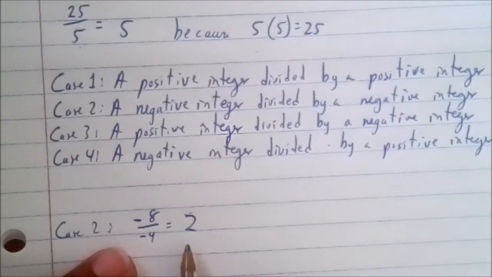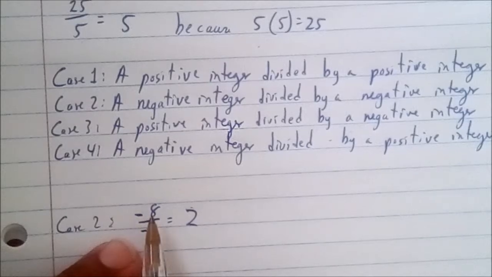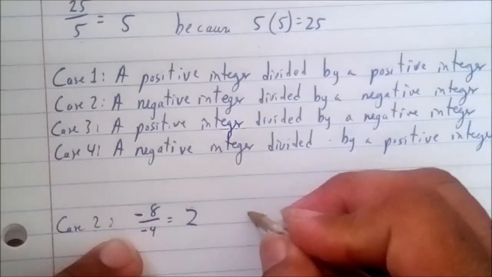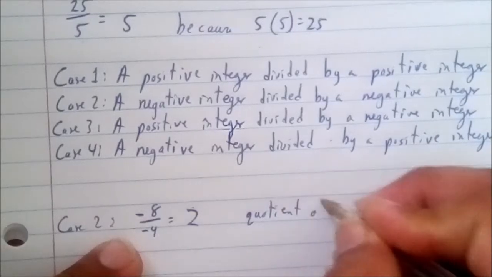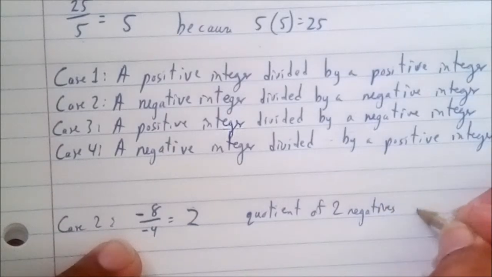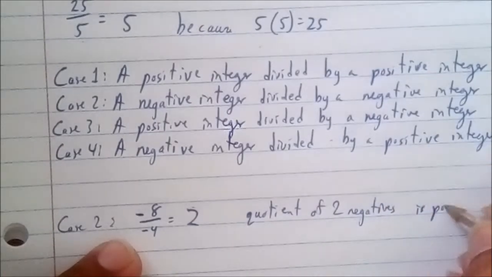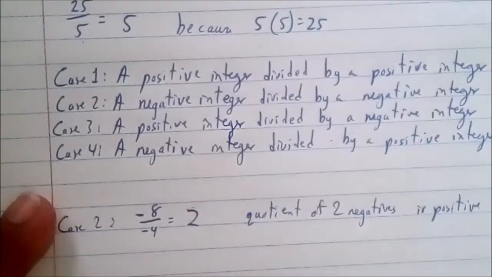This example illustrates the quotient of two integers. That's the next way we can put it in mathematical terms. Quotient simply means division, right, of two integers. And in this case, there are two negative integers. So the quotient of two negative integers is positive. So let me summarize here. The quotient of two negatives is positive.